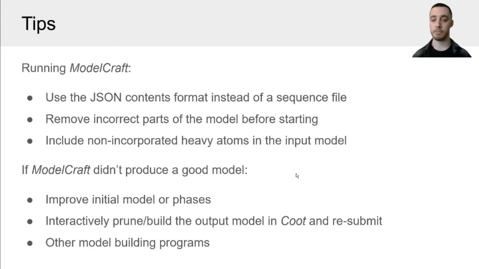If you've tried ModelCraft and it didn't produce a very good model, there's a few things you can do. I would try improving your initial model before you submit it, try improving your phases through some other density modification programs, or you can take the model that ModelCraft's built, so maybe it's built a partial structure for you, and then you can try and improve that and resubmit it to ModelCraft and see if it improves it. And you can also just try other model building programs. I'd recommend just trying as many as possible. You can try other programs either with the same input that you gave ModelCraft, or you can try them with a partially built model from ModelCraft, and just try as many things as possible. And once one of them works, you can run them in the background, so I would just try those.